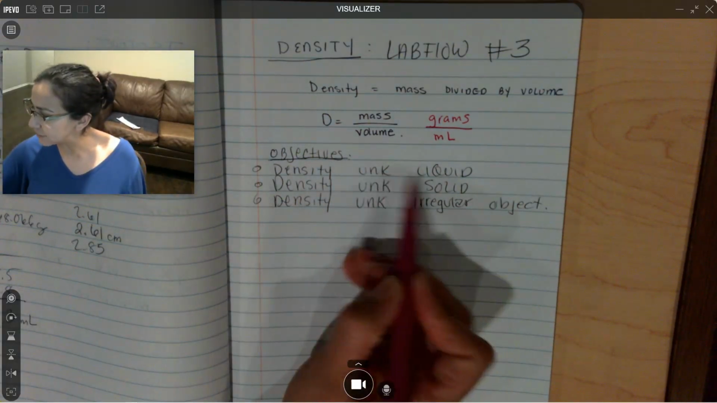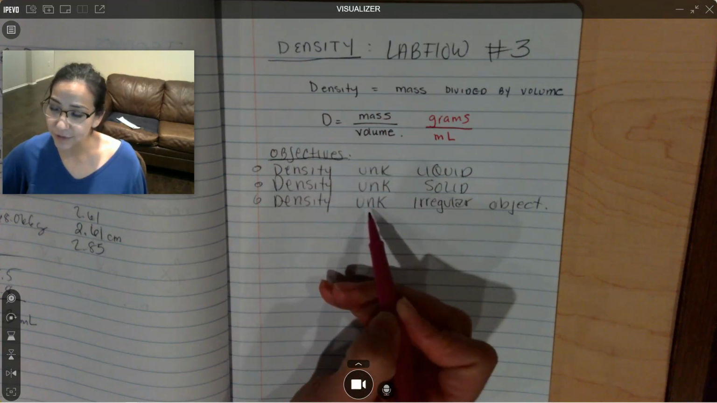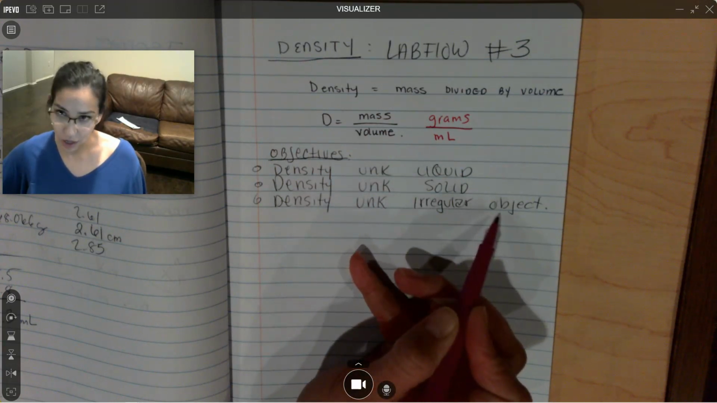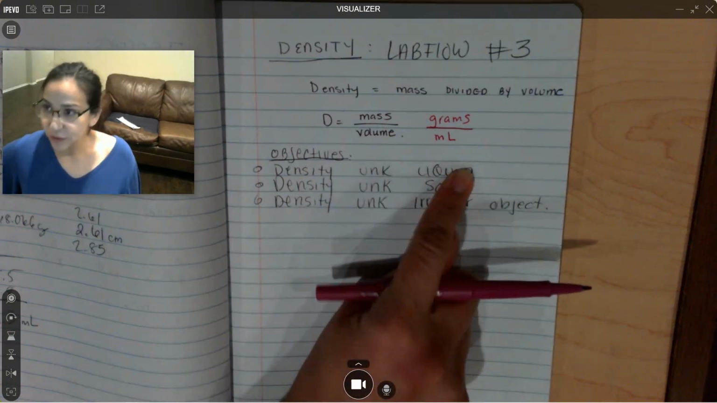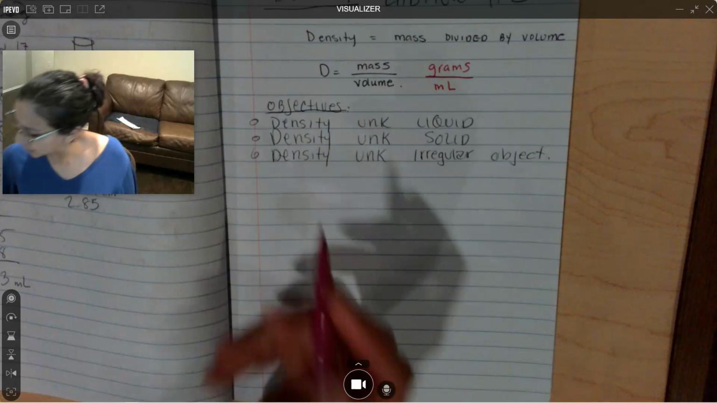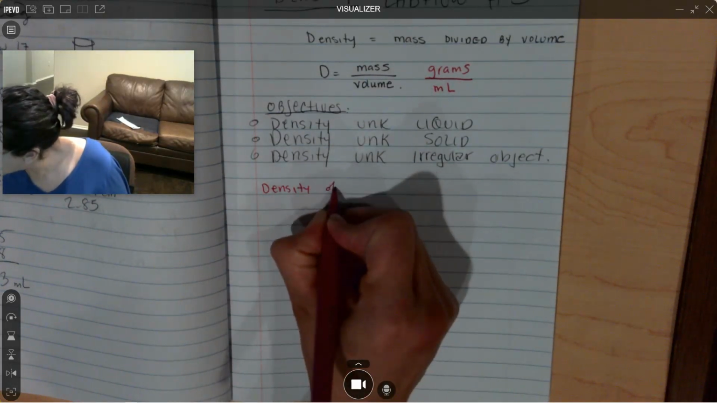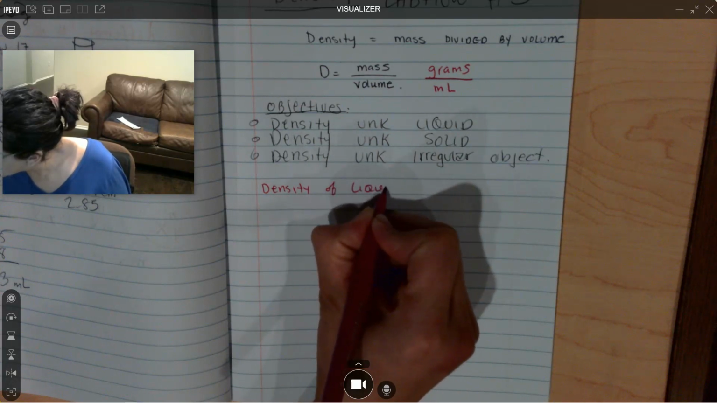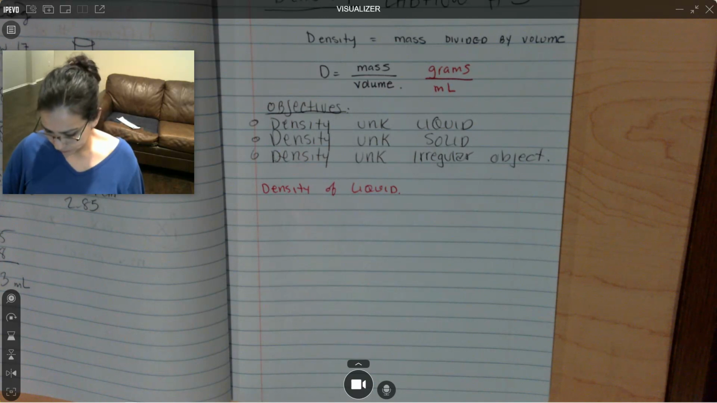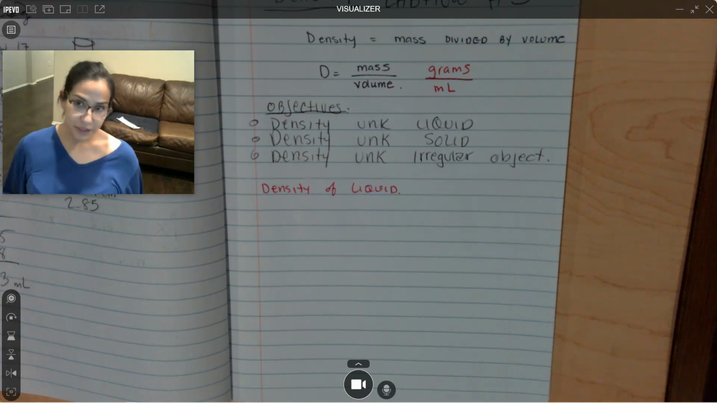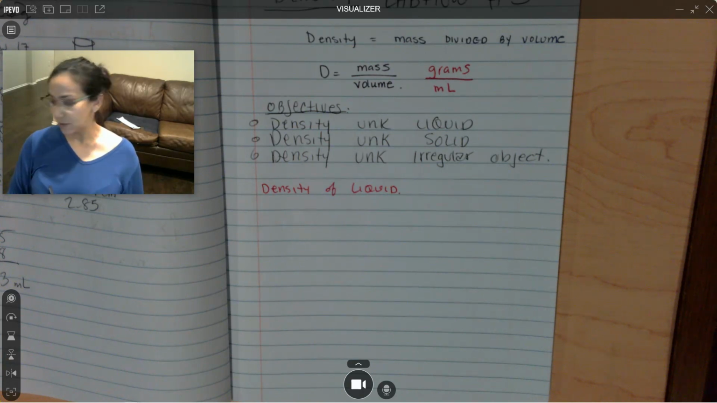We're going to calculate the density of an unknown liquid, the density of an unknown solid, and the density of an unknown irregular object, so an irregular shaped object. Let's start with the first one, the density of the liquid. To find the density of the liquid, we have to know what the mass is and what the volume is of our liquid.